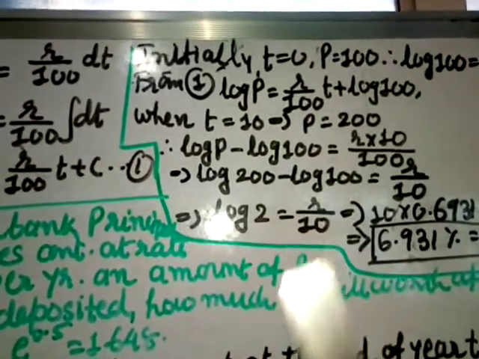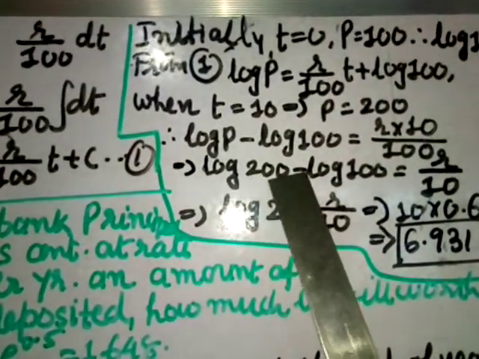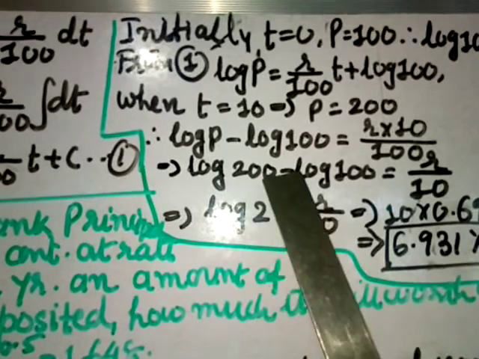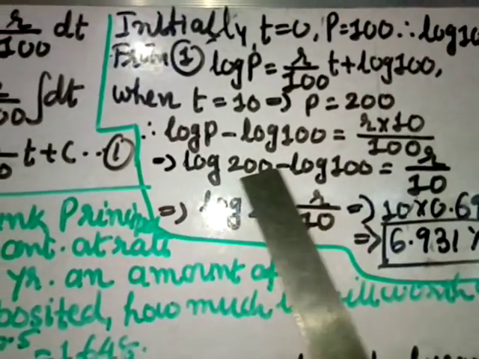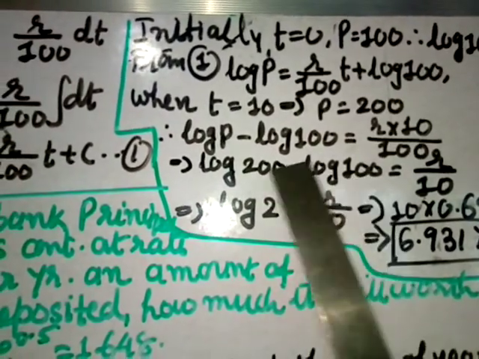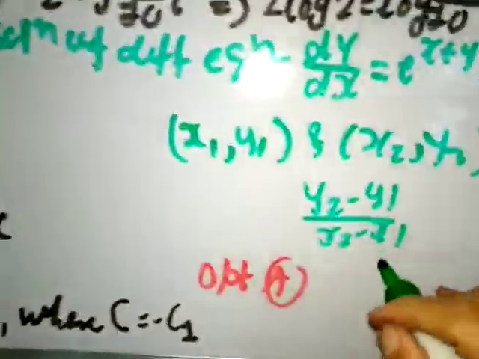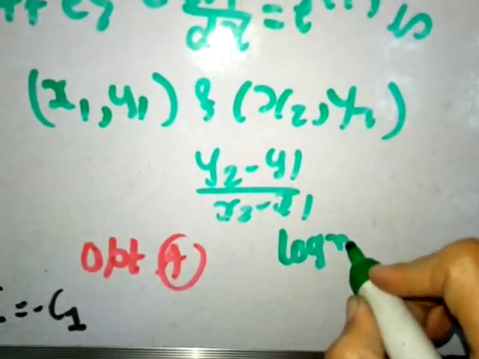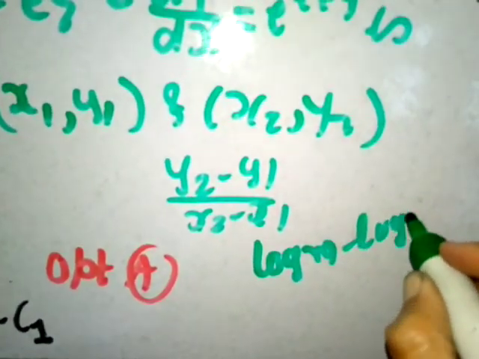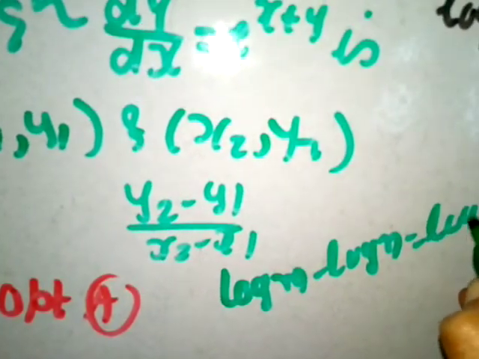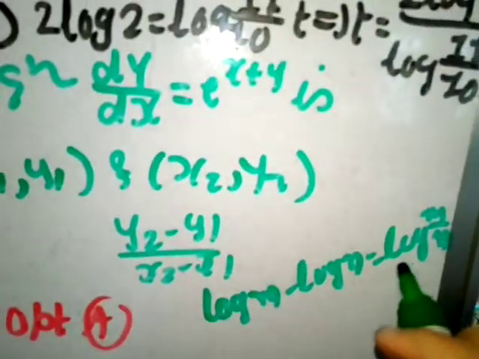You can use the log property, log m minus log n gives log m by n. So 200 by 100 gives you 2. So here remains log 2. I hope you understand that formula. Let us write here: log m minus log n, which gives you log m by n.